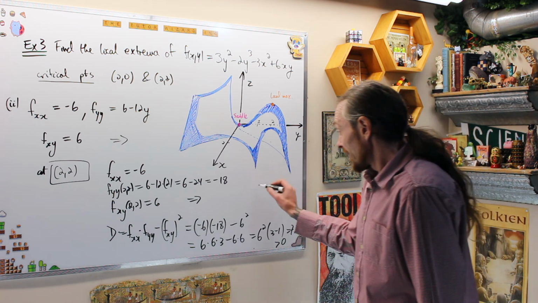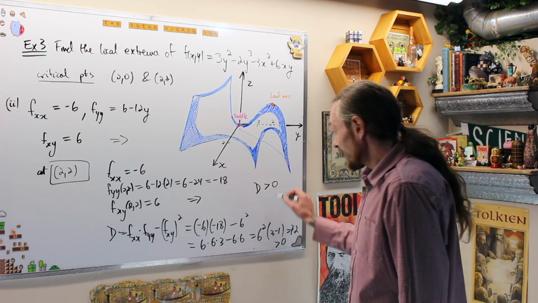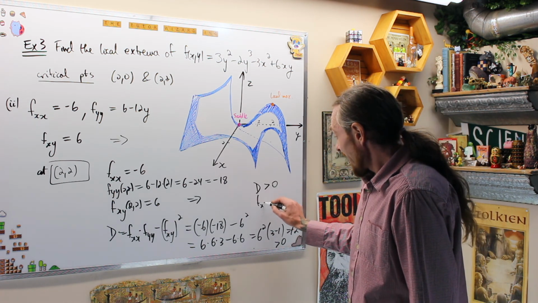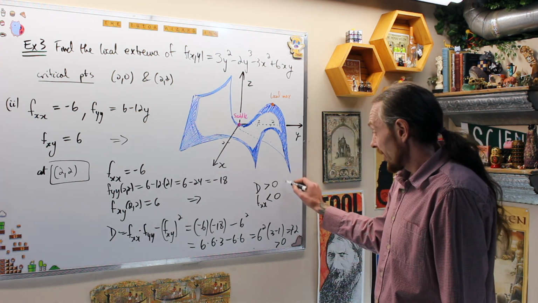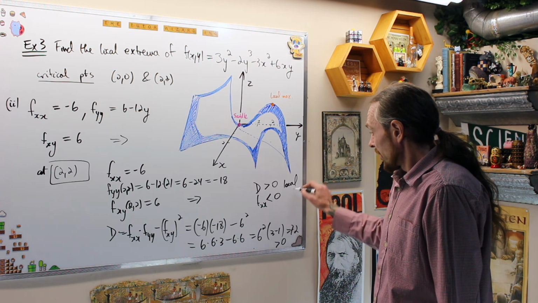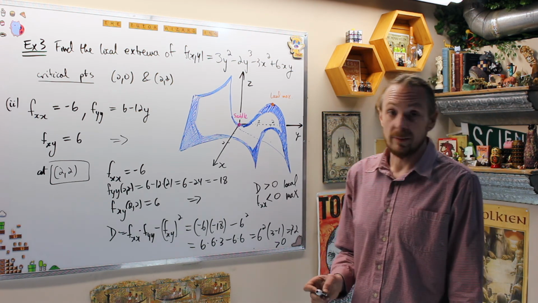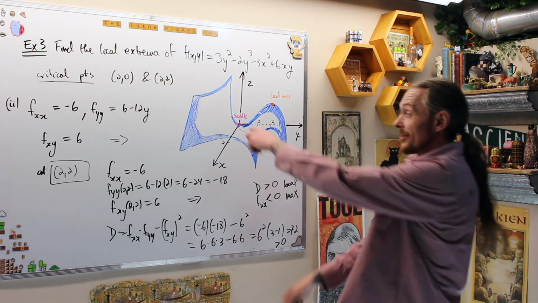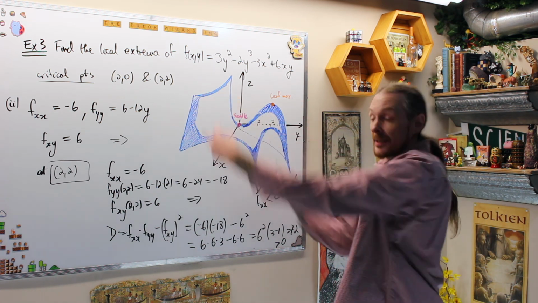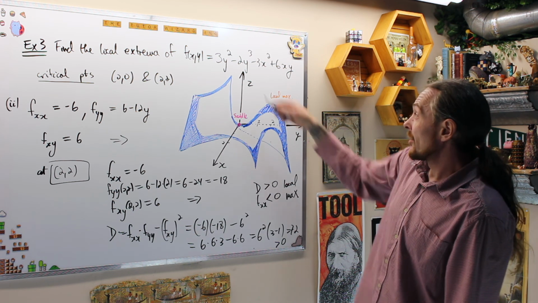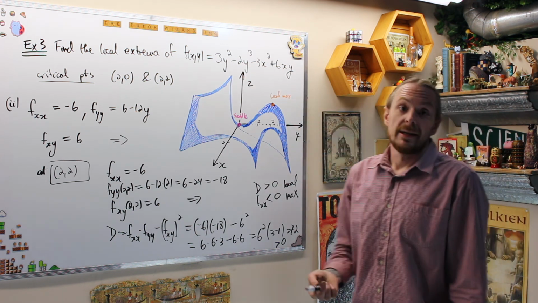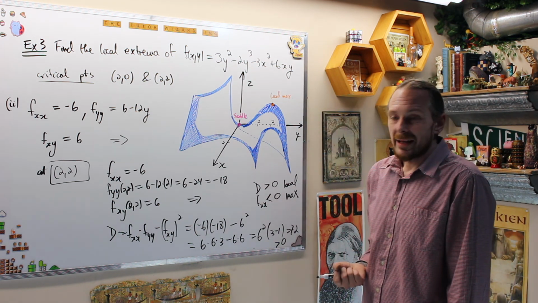Therefore, what do I get? The discriminant D is positive, and fxx was negative. Therefore, we have a local maximum at that point, and that's exactly what it says. At 0, 0, 0, we have a saddle point, and at the point 2, 2, f of 2, 2, which is going to be some number, gives us a local maximum at that point.